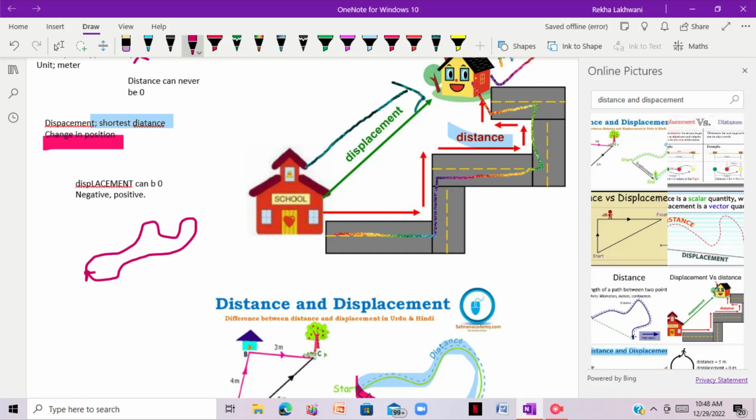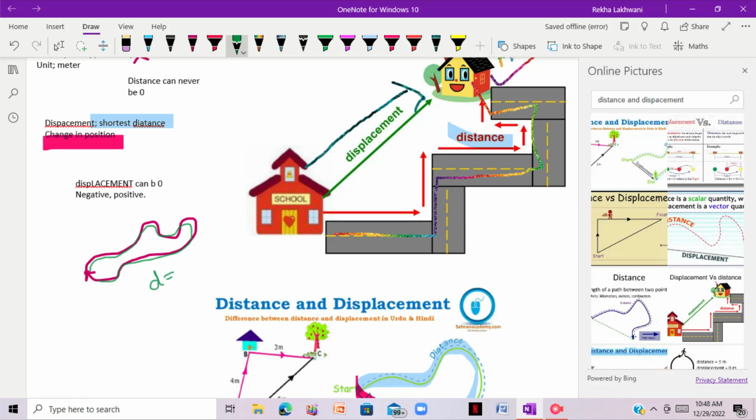So it means there is no initial and final point distance. So here the displacement is equal to 0. The displacement is equal to 0, but distance is not equal to 0.